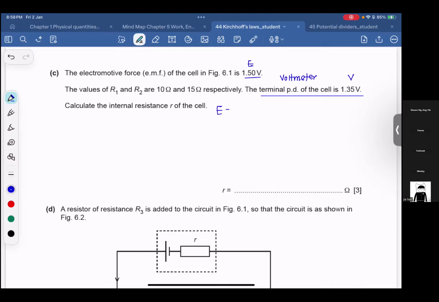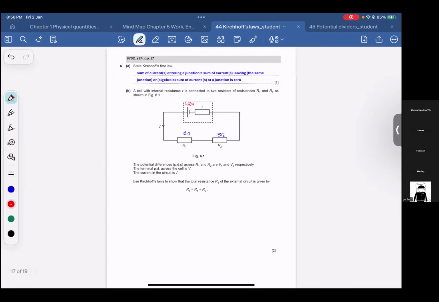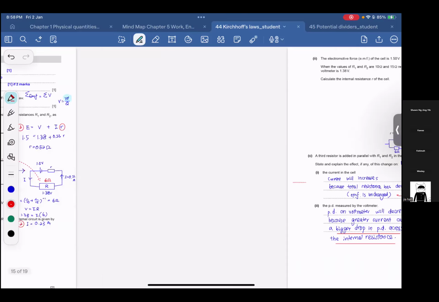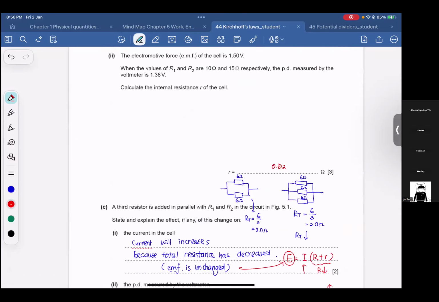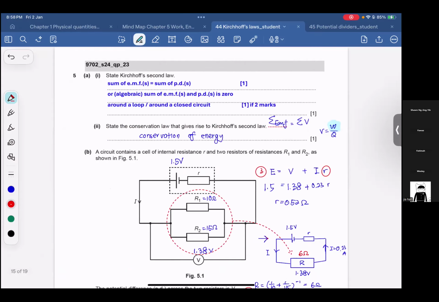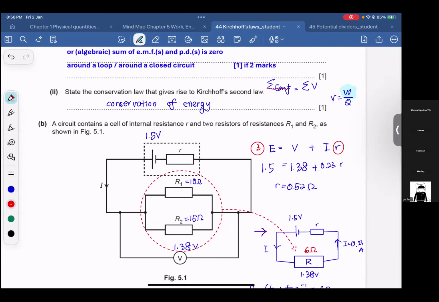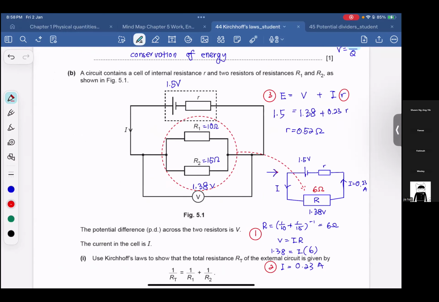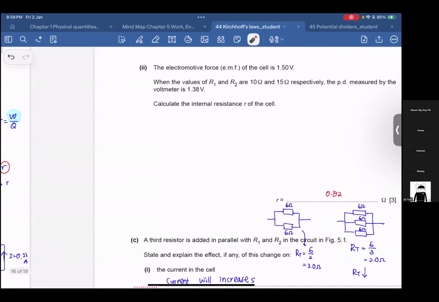So E equals V plus IR. What is your R? So you have to solve. Now you have E, you have V. The problem is how you find your I. Same as just now, you see, dear? We also did this question just now, asking you to find the internal resistance. You have E, you have V, you don't know I. So we're trying to find I. Right now, similar technique, but for the series.